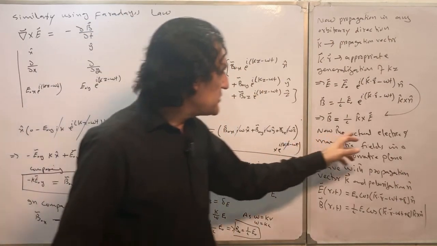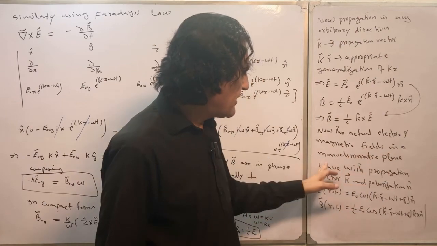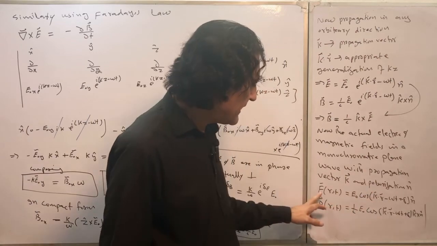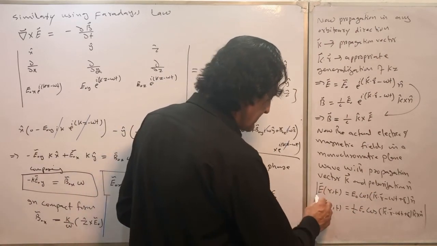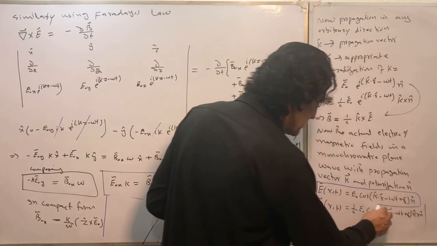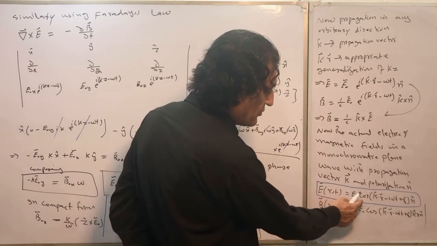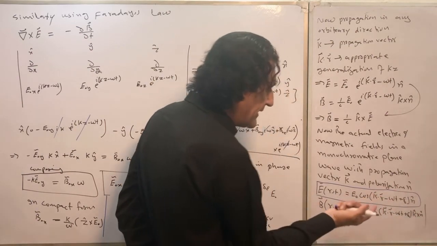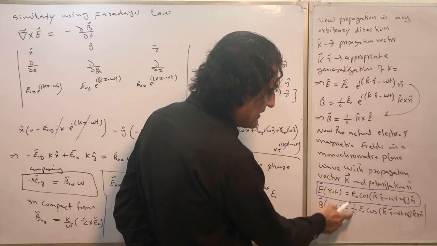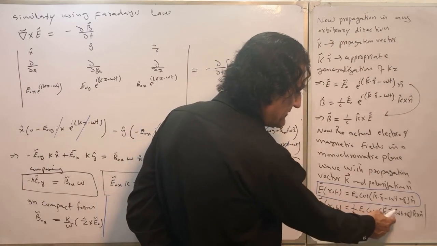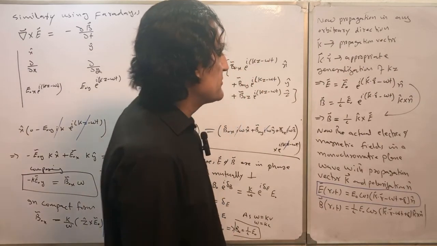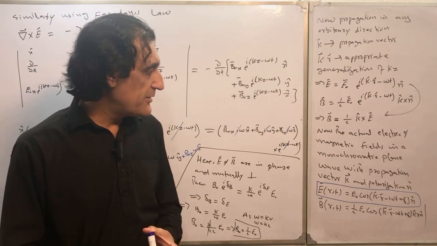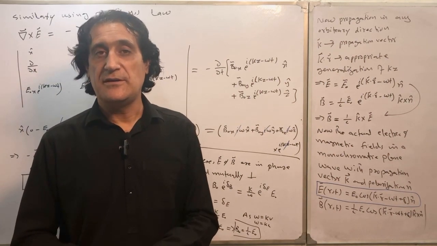Now the actual electric and magnetic fields in a monochromatic plane wave with propagation vector k and polarization n. Finally, this is the actual electric field, E naught cosine of k dot r minus omega t plus some phase constant, and n is the unit vector, and B we can also represent as 1 over c E naught cosine of this and k cross n. So this is the monochromatic plane wave, which is a transverse wave.